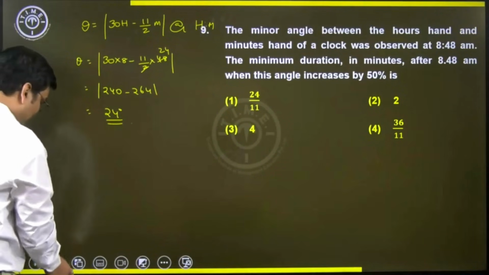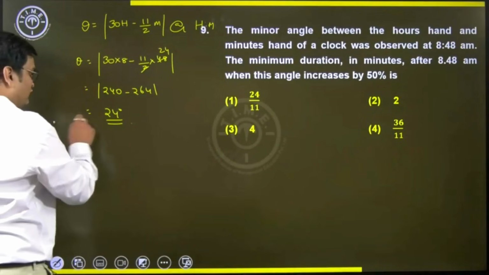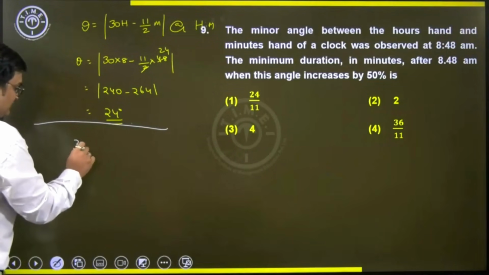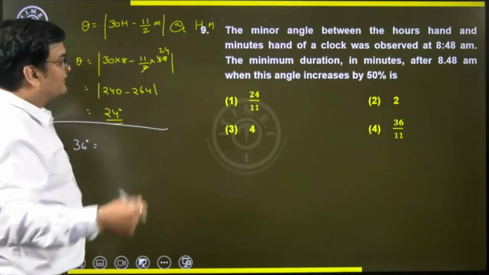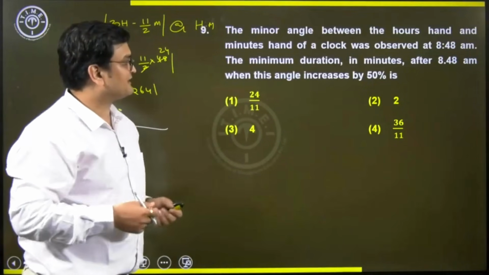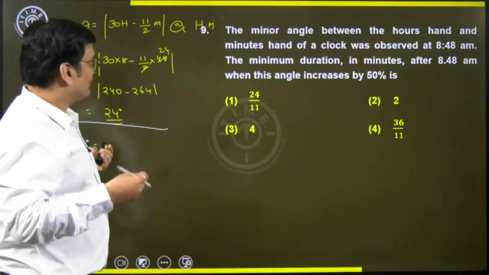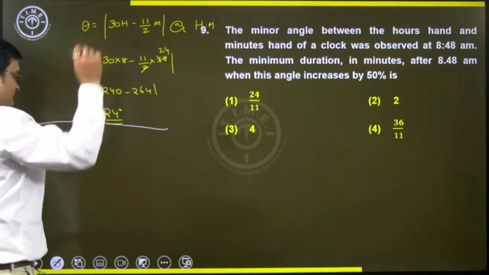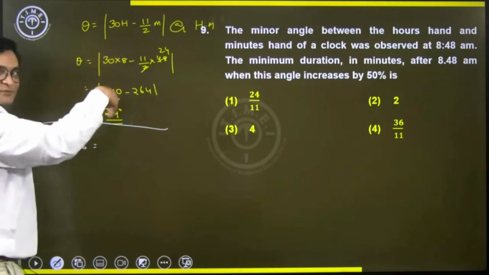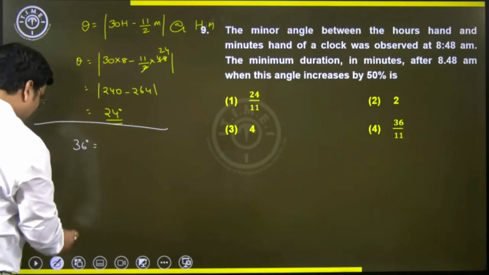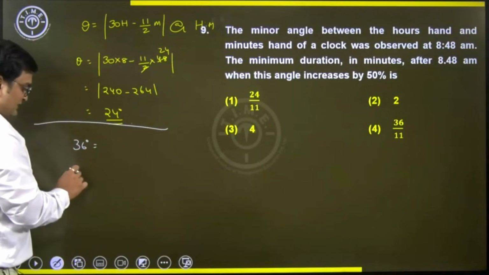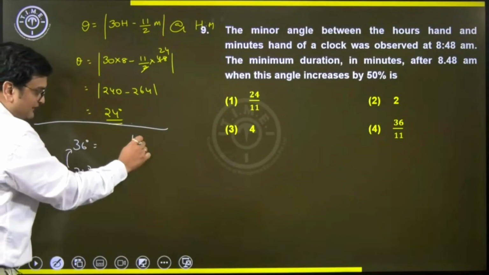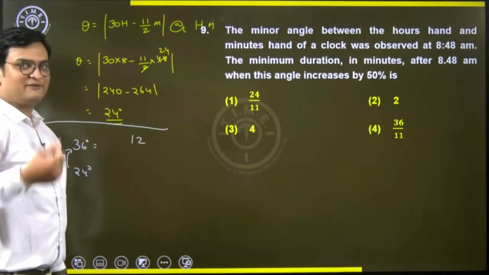If this angle has to increase by 50%, the new angle should be 36 degrees. The minimum duration is asked, so basically a little more time than 8:48. At what time will this happen? For that, we could either use the formula again, or notice it like this: for the angle to go from 24 degrees to 36 degrees, the angle should increase by 12 degrees.